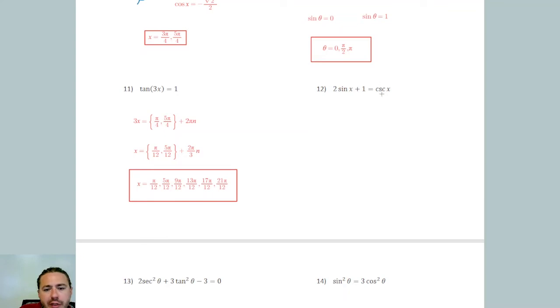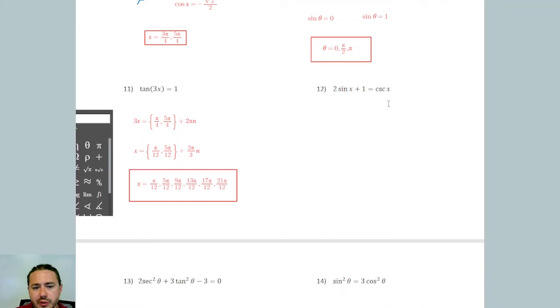You know what? I think we can use a reciprocal identity here. Write this as 1 over sine theta, or sine x. So let's see what happens when we do that. We got 2 sine x plus 1 equals 1 over sine x.